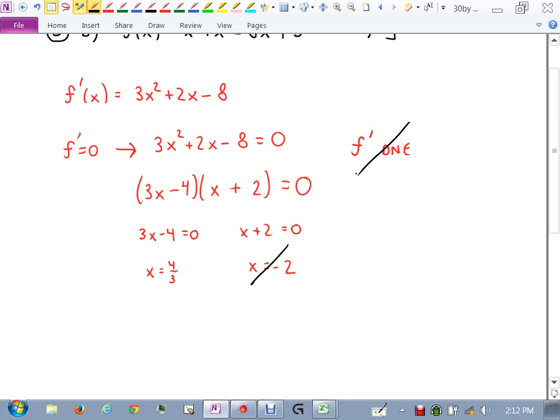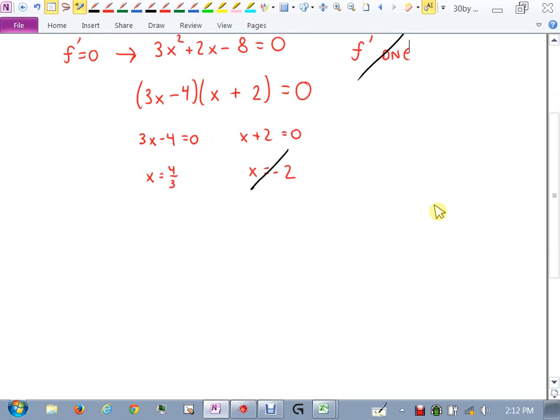Do I draw a number line and pick test points? No, that's the wrong method. In the closed interval method, I take that point and the 2 endpoints, plug them into the original function, and I'm done as soon as I figure out the biggest and smallest answers. So I'm going to go f at 0, f at 2, and f at my critical number 4/3, plugging into that cubic function.